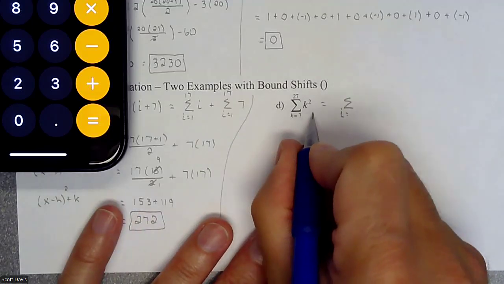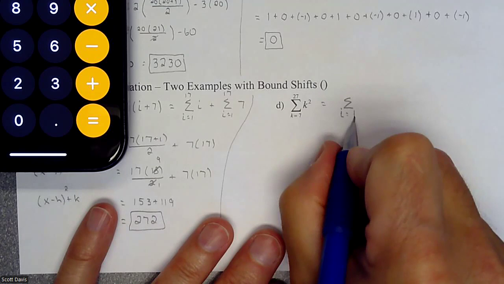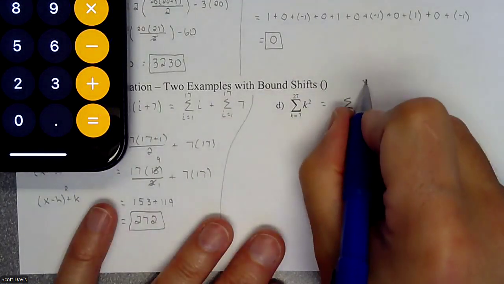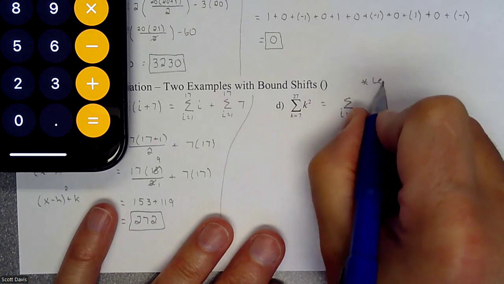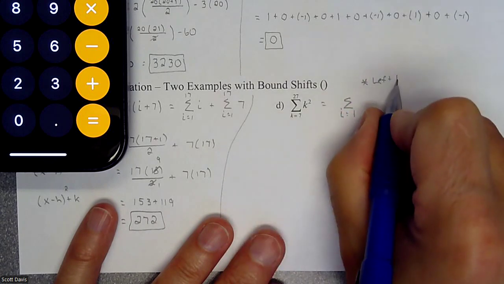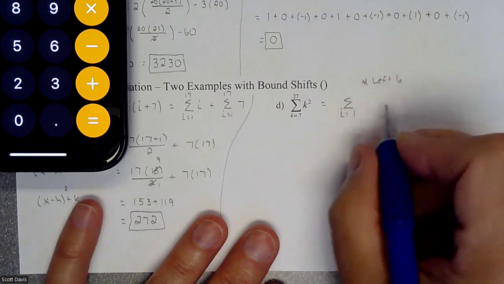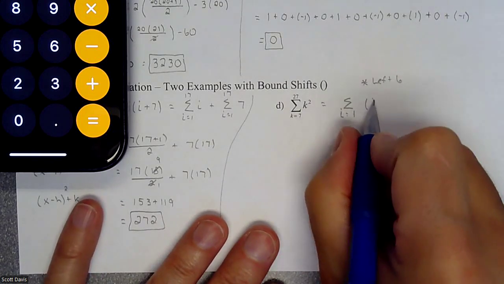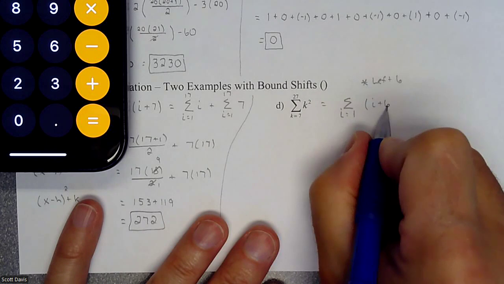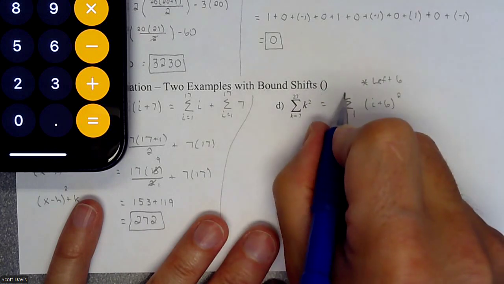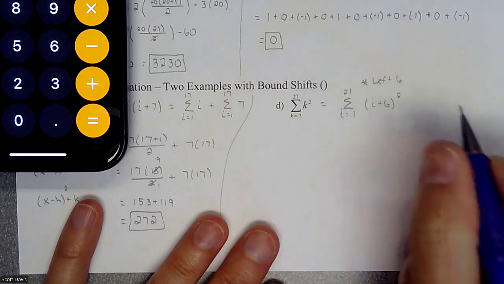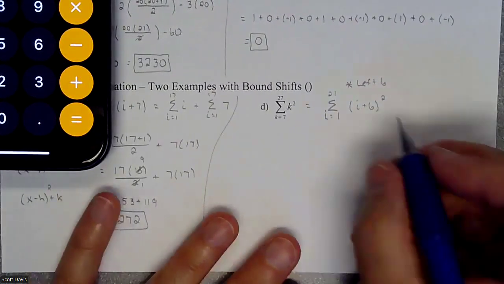So we're shifting from 7 to 1. So that is a shift of left 6. So if it's a left 6, that means in my formula, I'm going to be adding 6. But it's squared, and we're going to subtract 6 on this one as well. So that's going to take us to 21. All right, so that's where we're at.